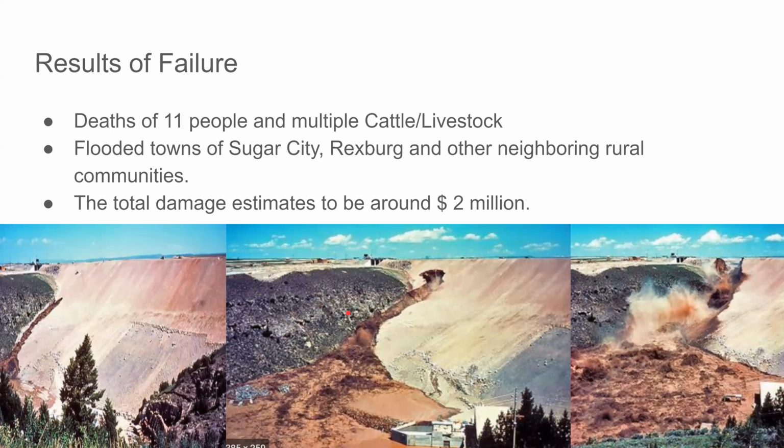The results of this failure were the deaths of 11 people and multiple cattle or livestock, flooded towns of Sugar City, Rexburg, and other neighboring rural communities. And the total damage was estimated to be around $2 million.